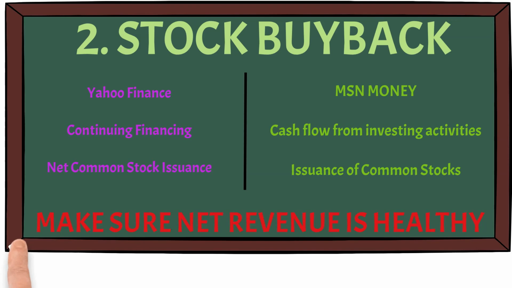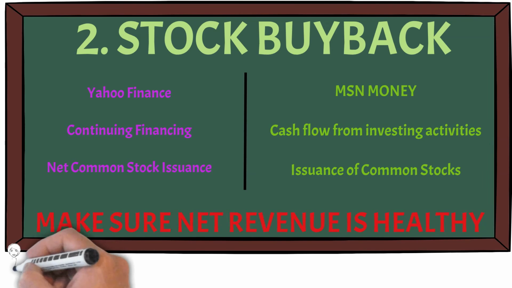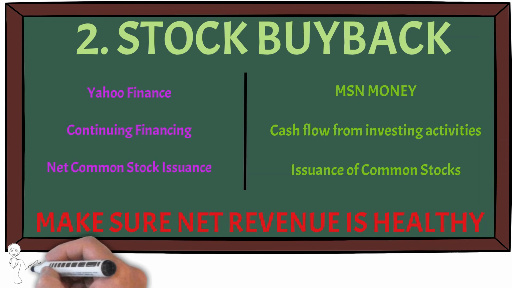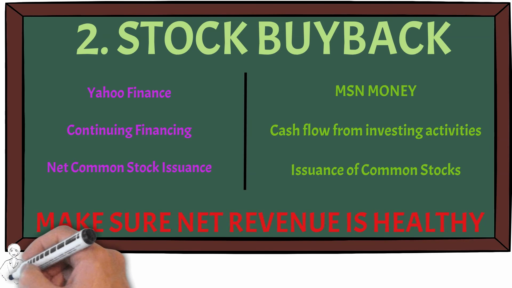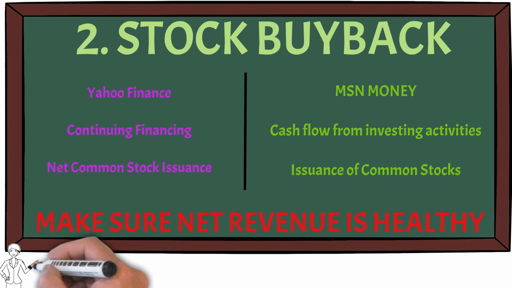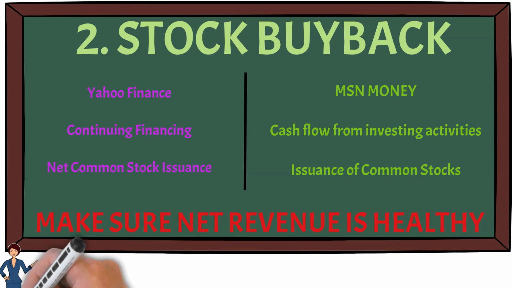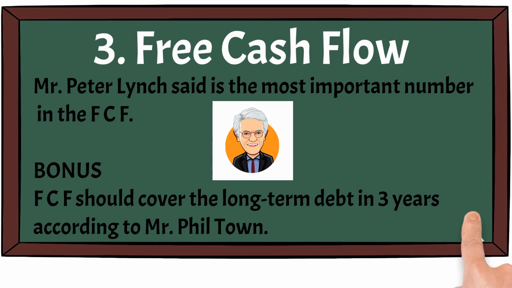2. Stock buyback. We can find this under cash flow from continuing financing and under net common stock issuance if you are using Yahoo Finance. If you are using MSN Money, it will be under cash flow from investing activities and under the proceeds or issuance of common stocks. Stock buyback is a great sign that a company is doing very well and is buying back its shares. When a company does this, it helps to raise the price of the stock, making it worth more.